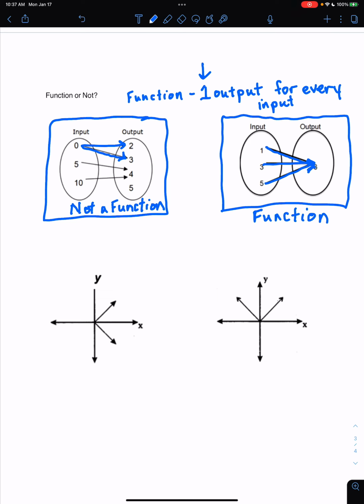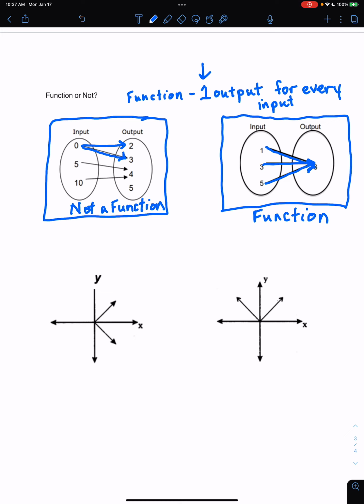All of the inputs can go to the same output. That's fine. But only one input. There can only be one output for each input. Hope that is clear here.